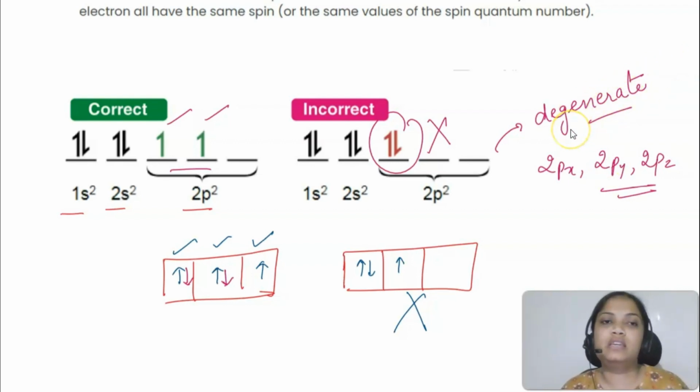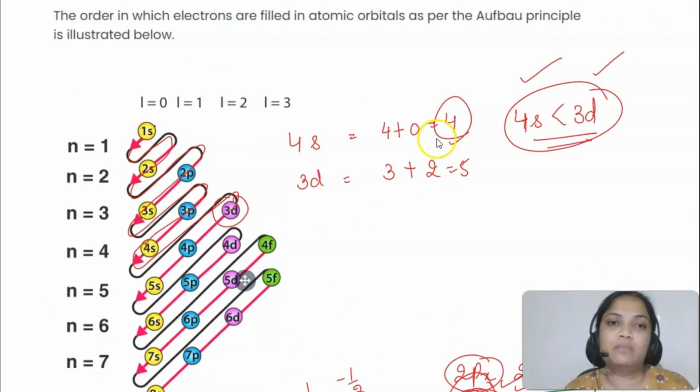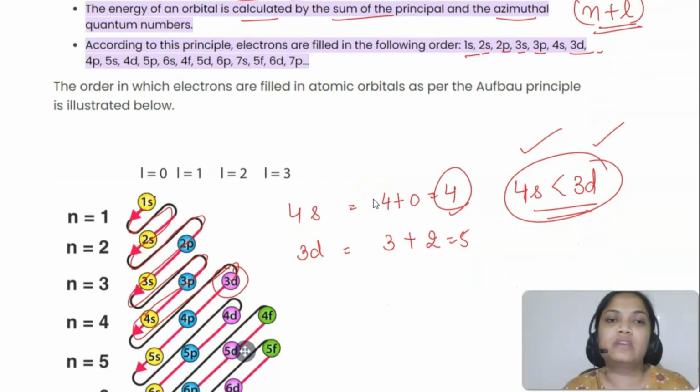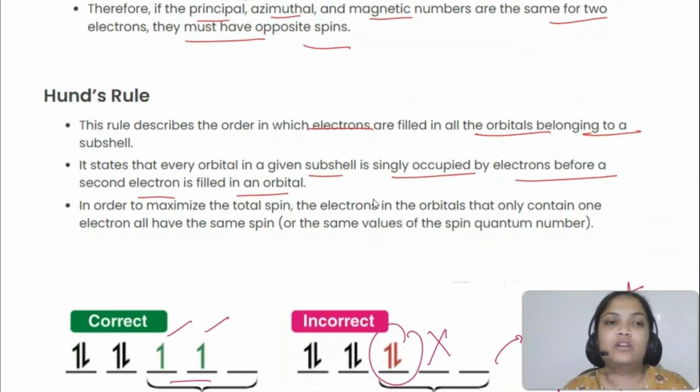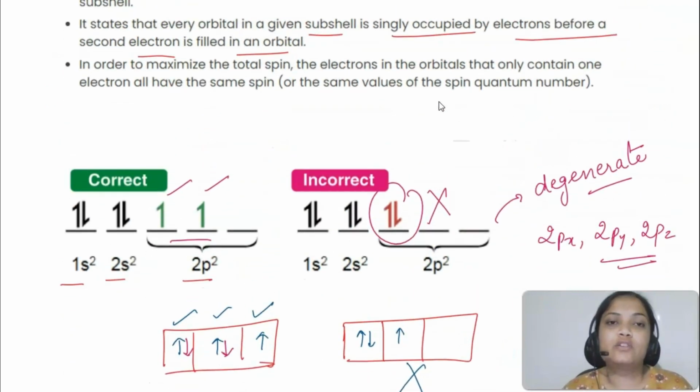So these 3 rules, Aufbau's principle, Hund's rule and Pauli's exclusion principle, are important for filling the electrons in the orbitals, and when we know this, we can easily write the electronic configurations also. This is how, students, the electrons are filled, and that's what our quantum mechanical model is.